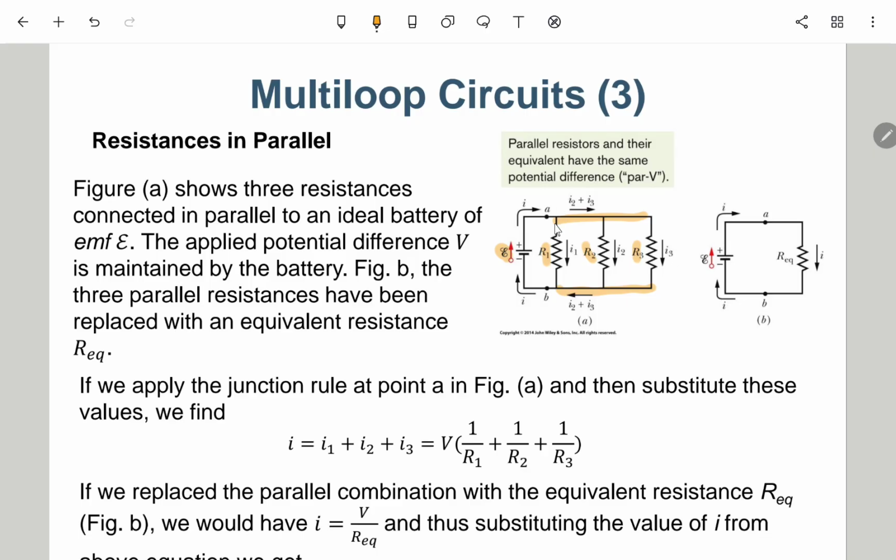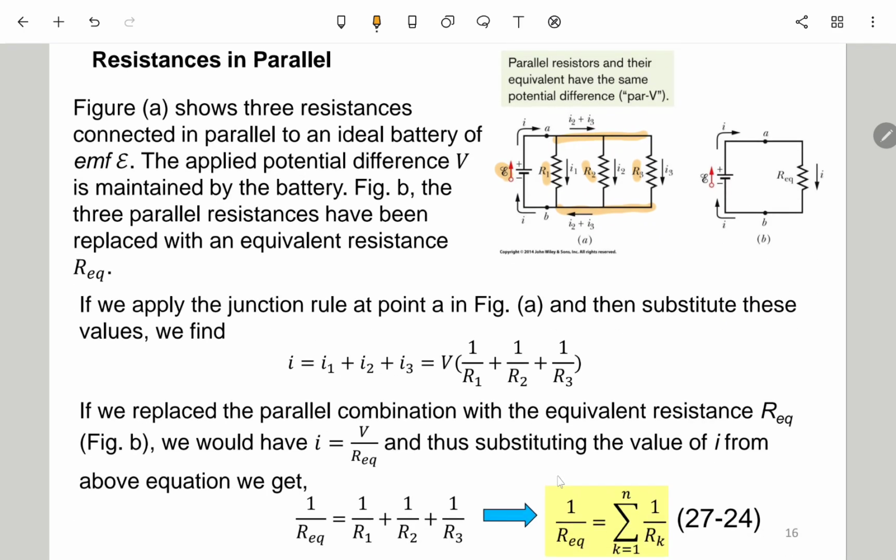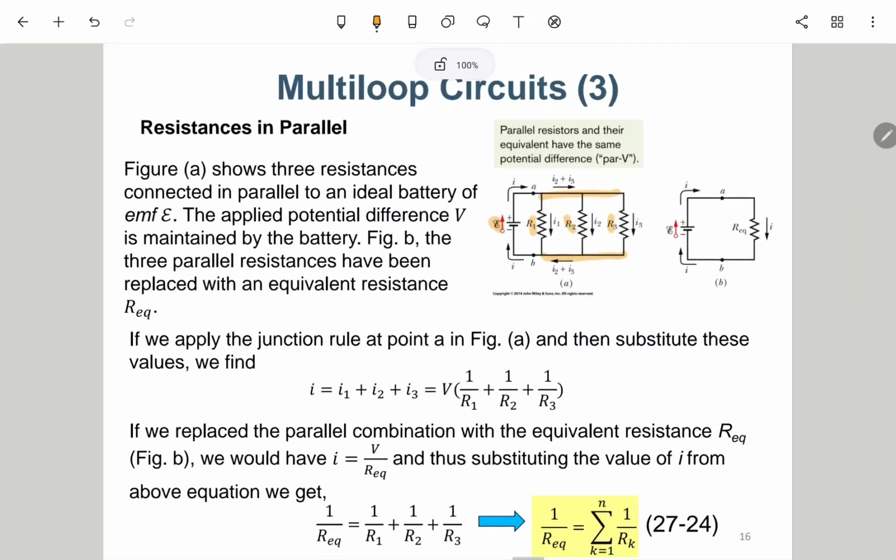I1 is E over R1, I2 equals E over R2, I3 equals E over R3, and then they add up to be the total current. For the equivalent circuit, we just replace these three parallel resistors with this Req. So similarly, I equals E over Req, and then they are equal to each other, so that finally we will have this one: the reciprocal of Req equals the sum of the reciprocals of the resistances.